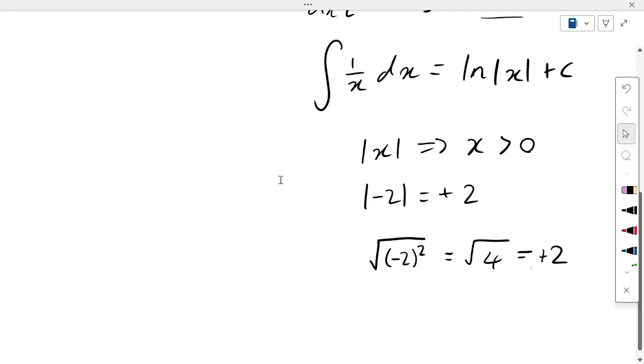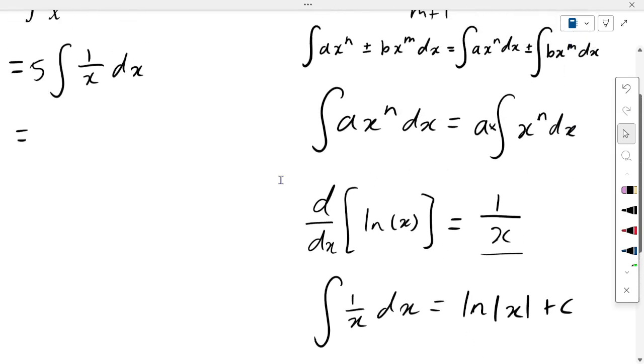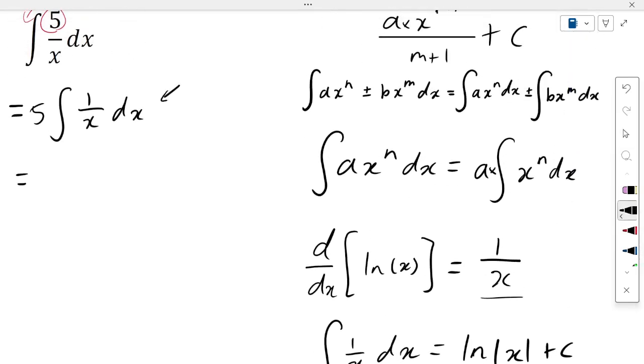Because we don't want it to be a negative. Otherwise, it's going to be undefined again. So let's just use that information to answer this question here.